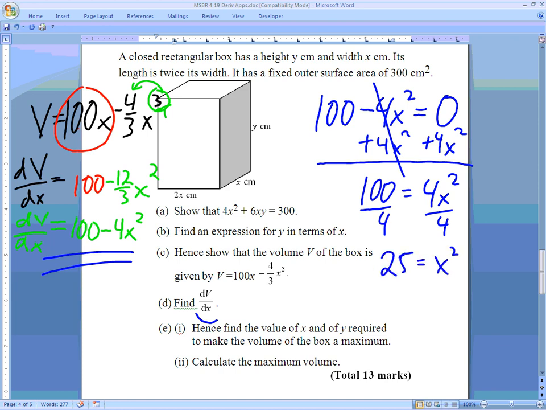And to get rid of the square, I either take it to the 1/2 power or I can square root. And technically, whenever I do a square root, there's going to be two answers, a positive and a negative. And the square root of 25 is 5. But we're dealing with x, which was a length. Can we have a negative length? No, we cannot. So we know that x has to be 5 centimeters.